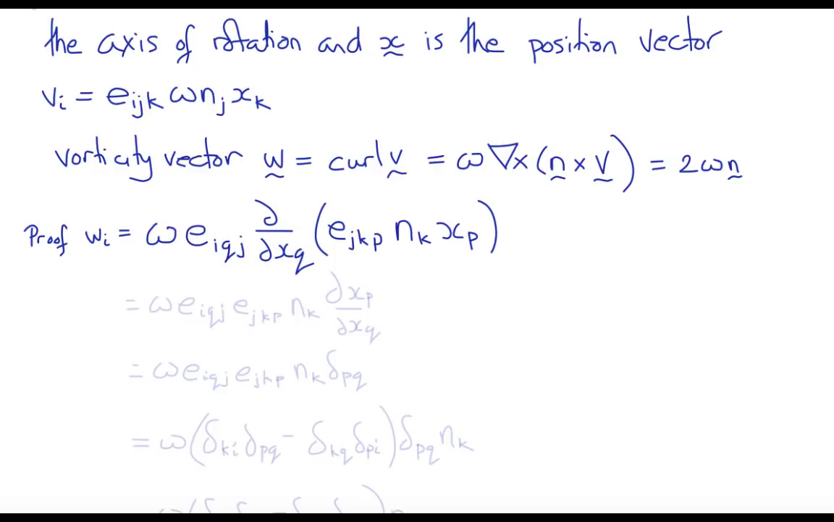So then rearranging that, we would get omega times epsilon_IQJ epsilon_JKP times n_K. Since the unit normal is a constant, its derivative doesn't come into play. And then we get del x_P del x_Q, but that is just the Kronecker delta, delta_PQ. So now we have omega epsilon_IQJ epsilon_JKP n_K delta_PQ.